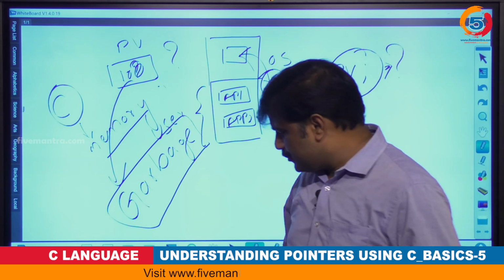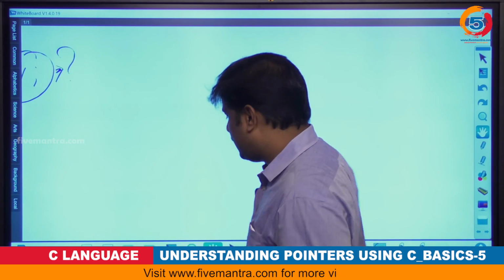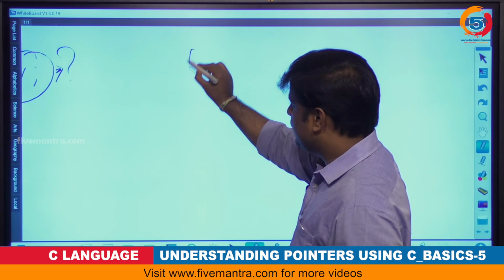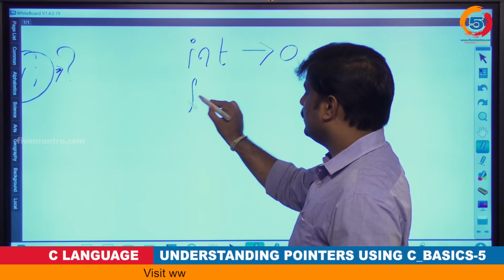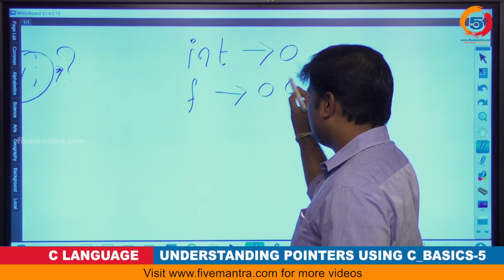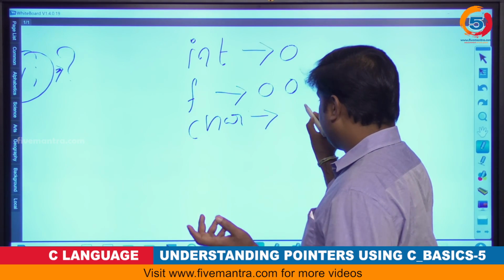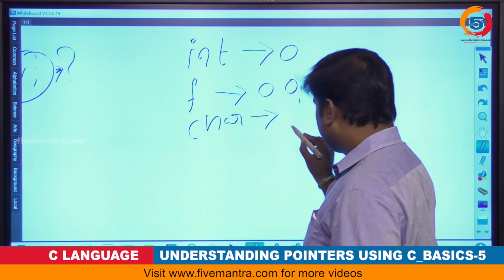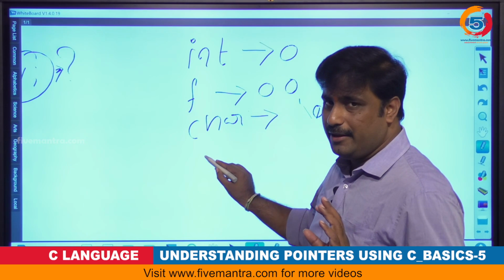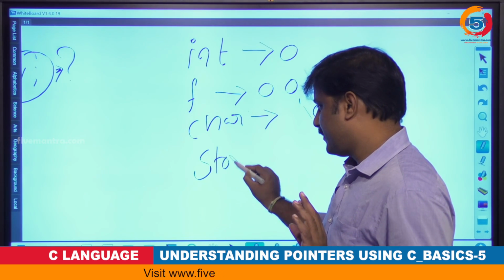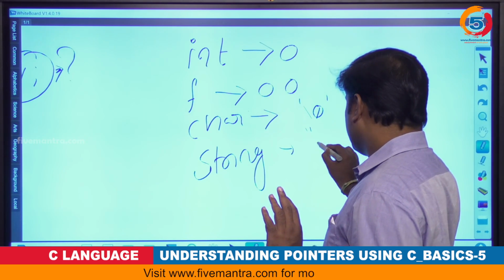If you see the default values, we have different data types, and each data type has its own default value. For an integer, what is the default value? 0. For a float, the default value is 0.0. For a character, it is single quotes, which gives the null character. And for a string, this is also the null character.